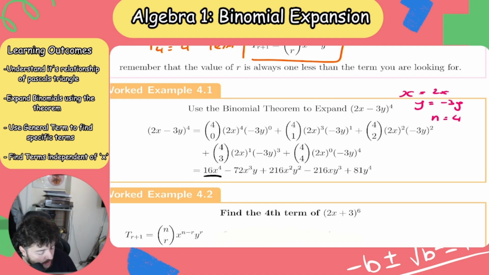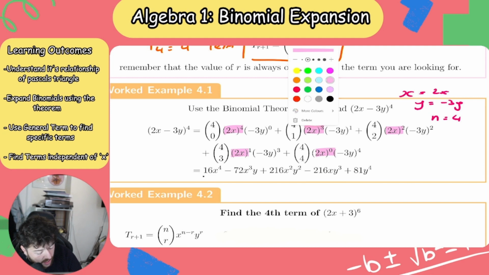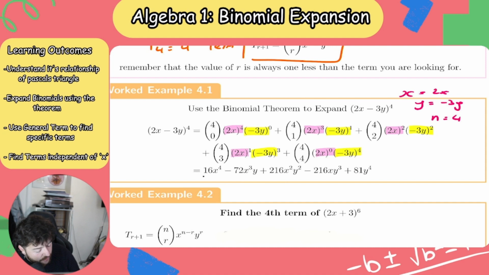And then I keep doing this. So 4 choose 1 times (2x) to the power of 3 times (minus 3y) to the power of 1. When I multiply all that out, 4 choose 1 is 4, and then (2x) cubed is 8x cubed. So 4 times 8 times minus 3 gives me minus 72x cubed y. And then 4 choose 2. Again, look here, (2x) squared. So the power of the first term is going down: 4, 3, 2, 1, 0. And if you look here, the power of the second term is going up: 0, 1, 2, 3, 4.